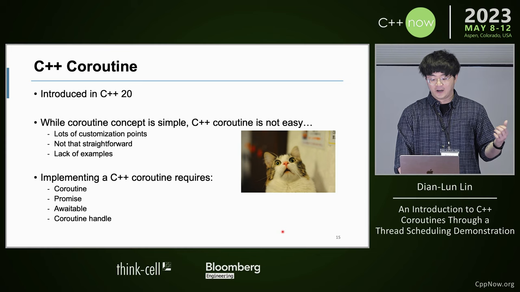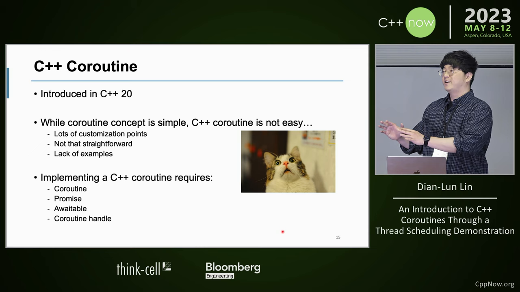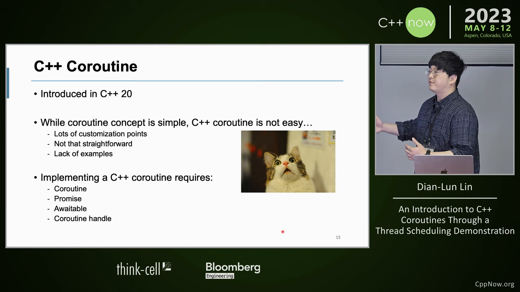But before we dive into the example, I want to go through the four components of C++ coroutines. The first one is, of course, coroutines. And the second one is promise. This promise is not the standard std::promise. This is the coroutine promise. And I have awaitable. And finally, I will talk about the coroutine handle.